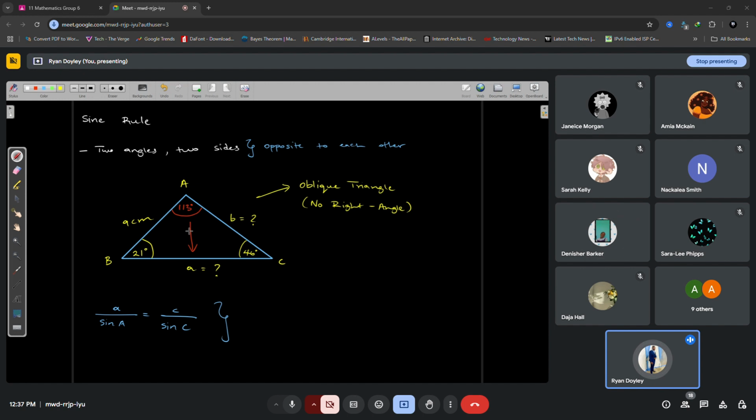All right, so we know that A is our unknown, so let's just write A over sine 113 is equal to, and C is 9 over sine 46. So we can transpose this sine 113 up there, and we will have A is equal to 9 sine 113 over sine 46. When you put that in your calculator, what do you get?